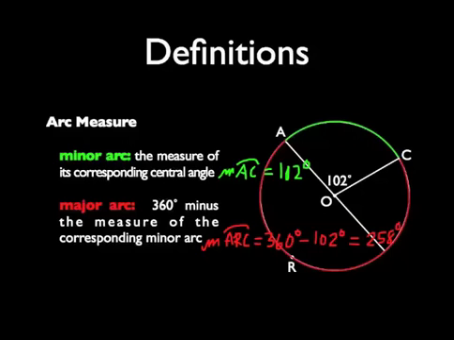Notice how we denote the measure of an arc by using the little m in front of the arc, just like we did with an angle. And of course, this one's kind of a no-brainer. The measure of a semicircle is 180 degrees, because half of a circle is 180 degrees.